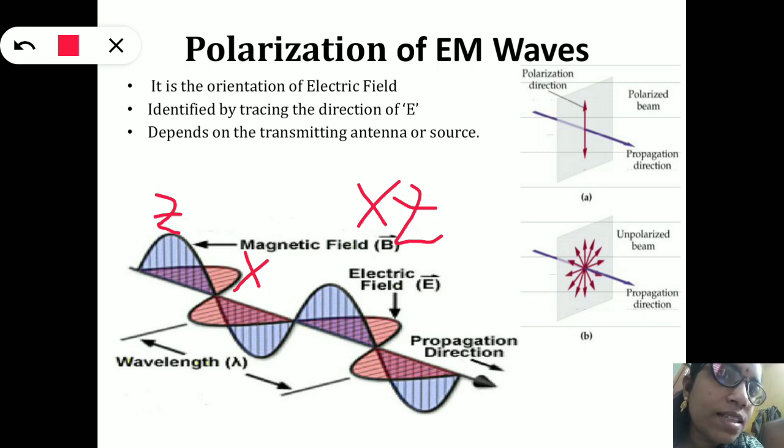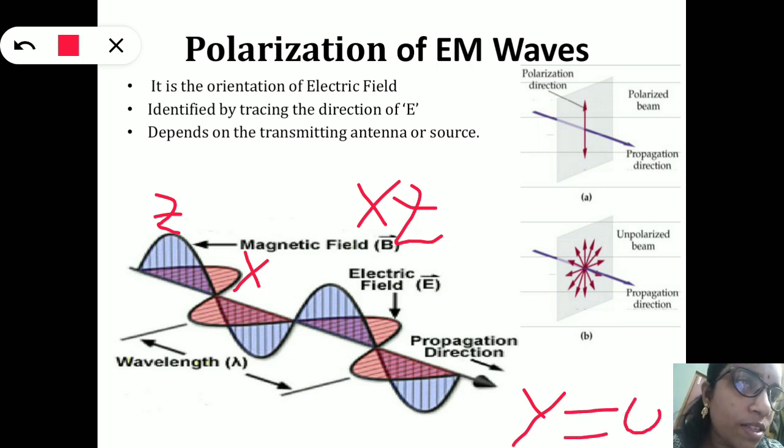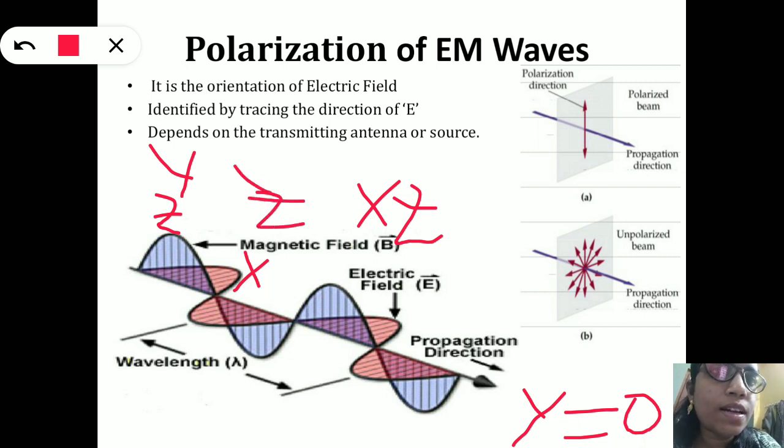My wave is not along the z axis or the x axis, it is in some other direction called y. So for this type of case, I need to trace my electric field intensity at the y equals 0 plane. Similarly, if it is y and z, then the tracing axis is the x equals 0 plane.